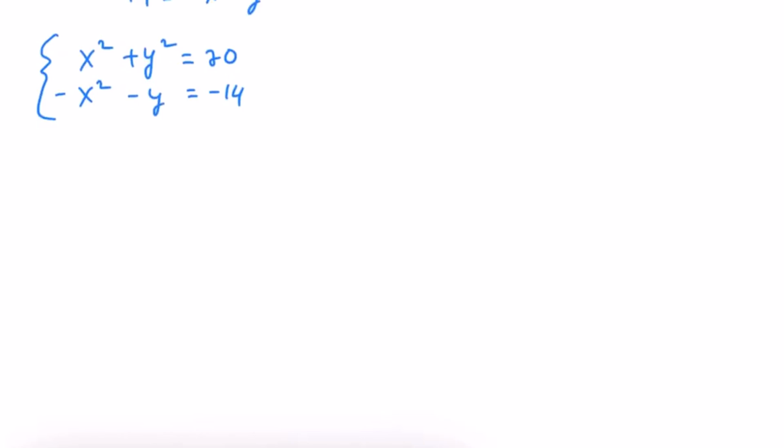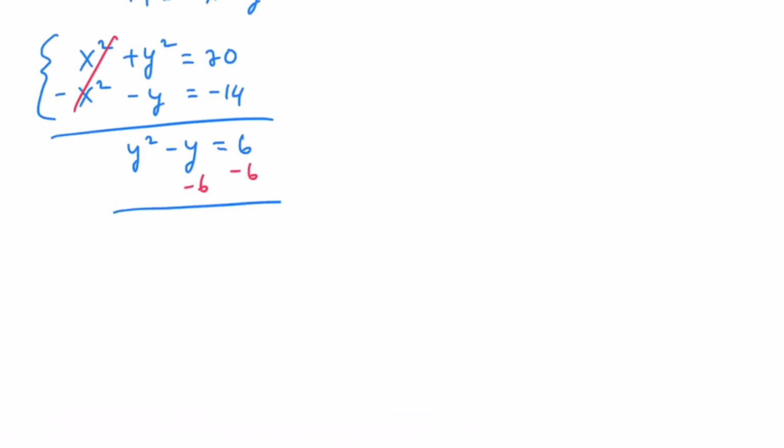If we look at it, we can eliminate the x squared. So here, x squared cancel out. So we have y squared minus y is equal to 20 minus 14. So this gives us 6. Get 0 on one side, so minus the 6 over. So we have y squared minus y minus 6 is equal to 0.